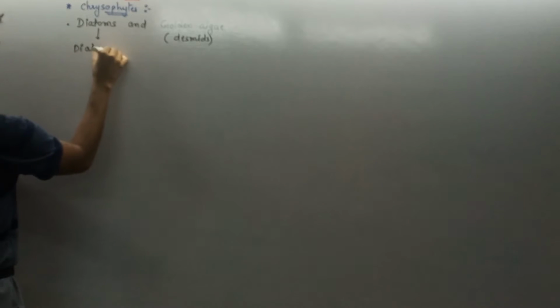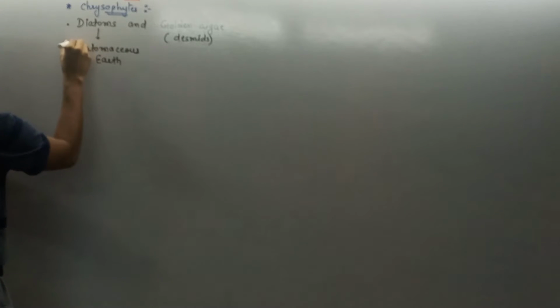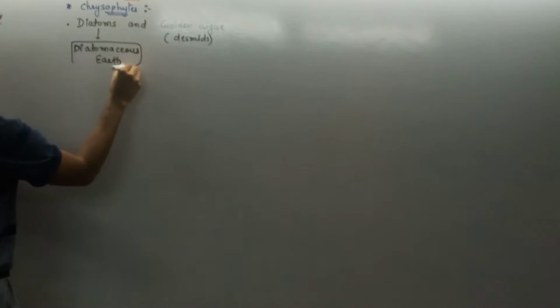Now diatoms consist of a rigid cell wall. Rigid means strong cell wall, and due to the rigid cell wall, they are stored on the earth surface. And the main important thing is this: diatomaceous Earth. This is the most important thing.